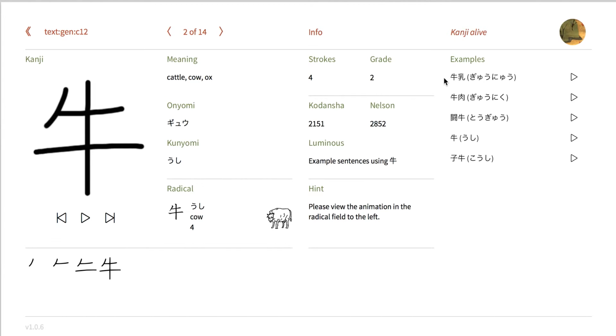So we have gyu nyu, which is cow milk. Gyu niku, literally cow meat or beef. Togyu, fighting cows or bullfight. Ushi is a cow. Ko ushi, baby cow or calf.